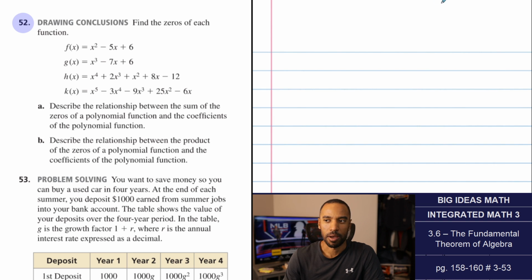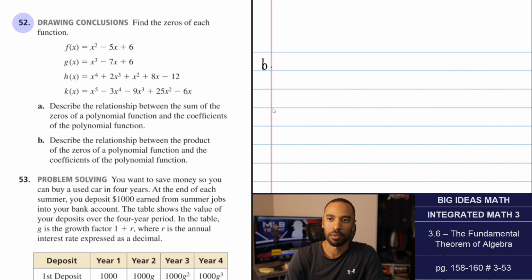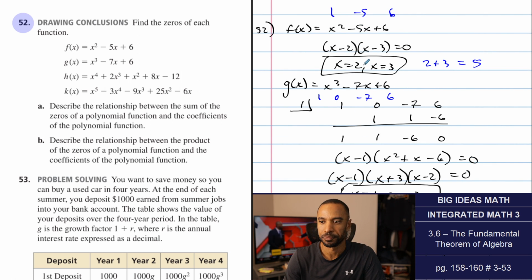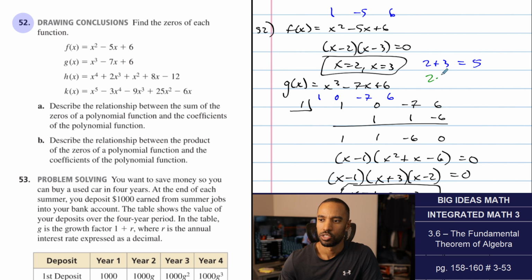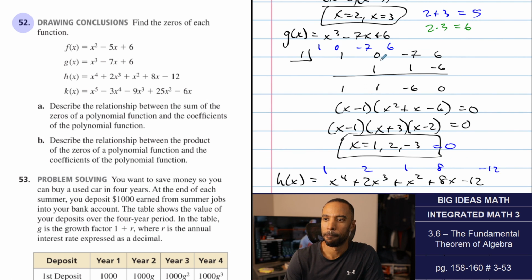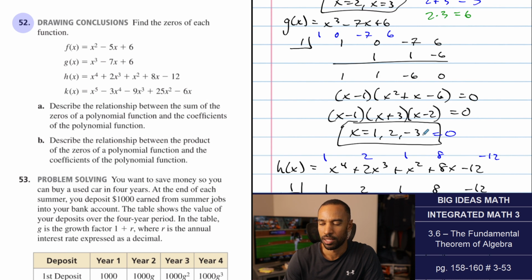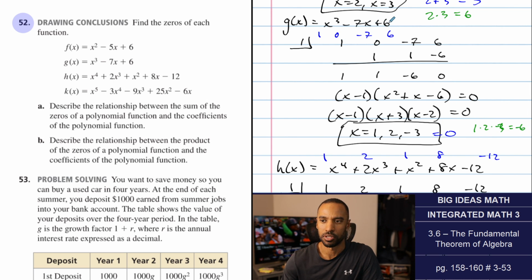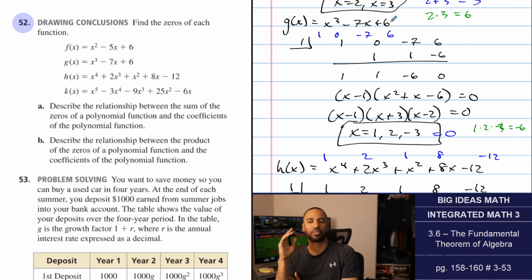All right, part B asks about product. Part B I could answer. Describe the relationship between the product of the zeros of a polynomial function and the coefficients. On part B, here's all I'm going to say. 2 times 3 is 6, and that number is 6. Here, 1 times 2 times negative 3 is negative 6, and that number is still positive 6. What I was going to say is the constant is the same as your solution product.